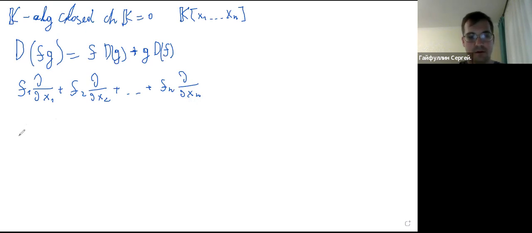So let us define some characteristic of this derivation. Let us say that the rank of D is the minimal number of non-zero summands in this sum. I mean that we can change coordinates, and after this change, the number of non-zero summands can change.